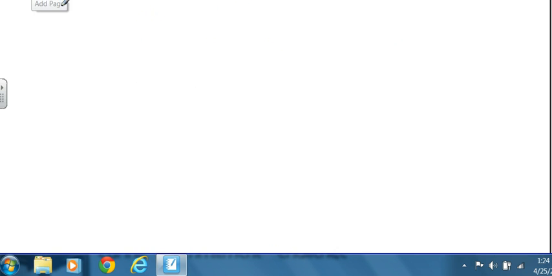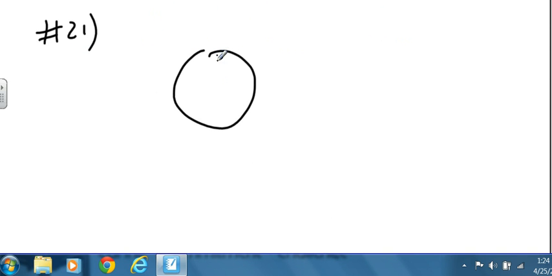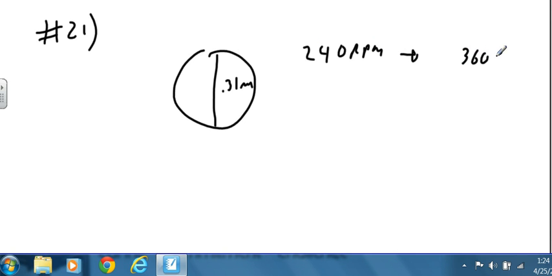Number 21. A wheel is 31 centimeters in diameter. So I got this wheel, 0.31 meters, because I like meters better. It accelerates uniformly from 240 RPM to 360 RPM. Do you know the conversion RPM to radians per second?